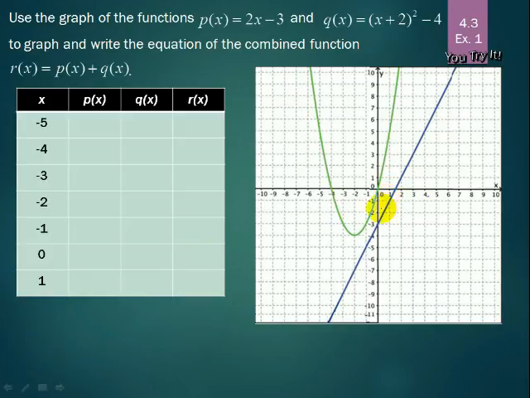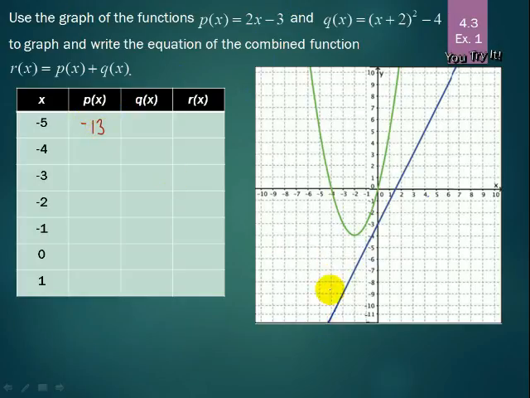And so let's actually first start with our linear p of x. So first we have x equals -5. Well, at -5 it actually goes off the graph. So we can just plug that into our actual equation. So 2 times -5 is -10, minus 3 is -13.